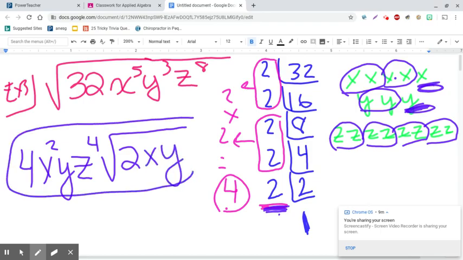And if we were going to do it the other way, remember there's a little 2 there. How many times does 2 go into 5? Well, it goes in twice with 1 left over. How many times does 2 go into 3? Once with 1 left over. How many times does 2 go into 8? 4 times. All right. Having fun. All right, guys, we're going to do one more example.